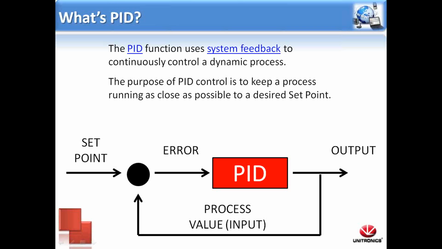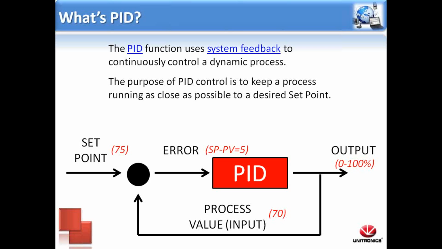So let's start with an example. Currently, I would like my office to be about 75 degrees Fahrenheit, which is my set point. The current temperature in the office is 70 degrees Fahrenheit. When I compare my set point to my process value, I get an error of 5 degrees. The current temperature is 5 degrees below my ideal temperature, my set point. This error will be provided to the PID to calculate an output between 0 and 100%.